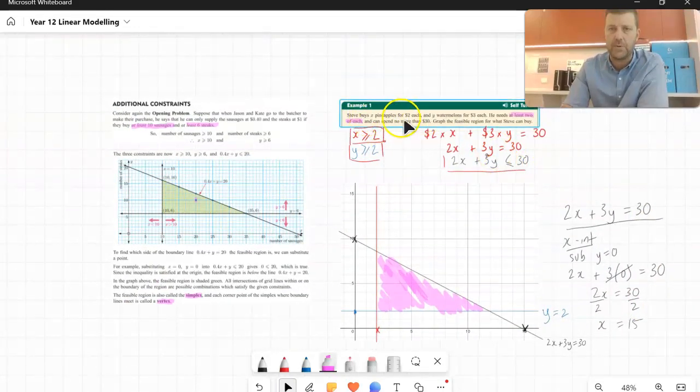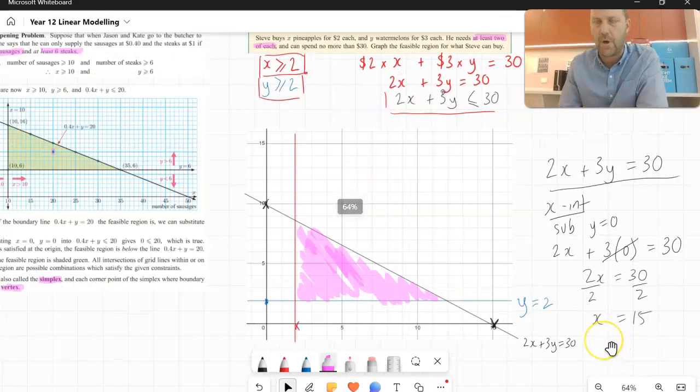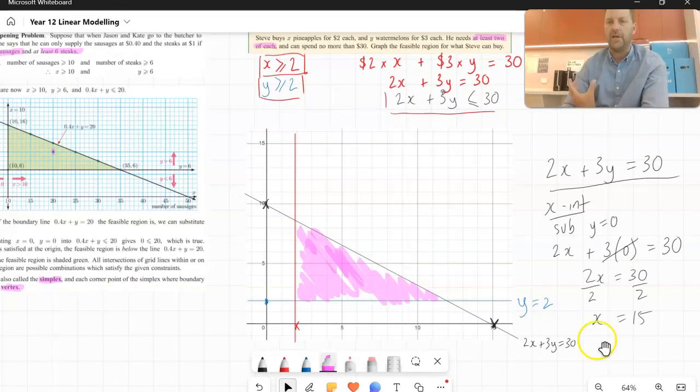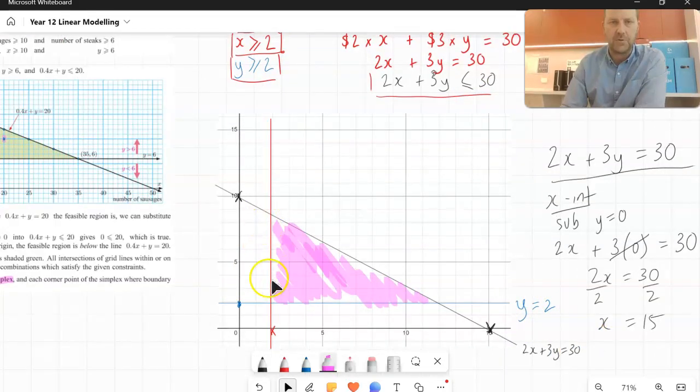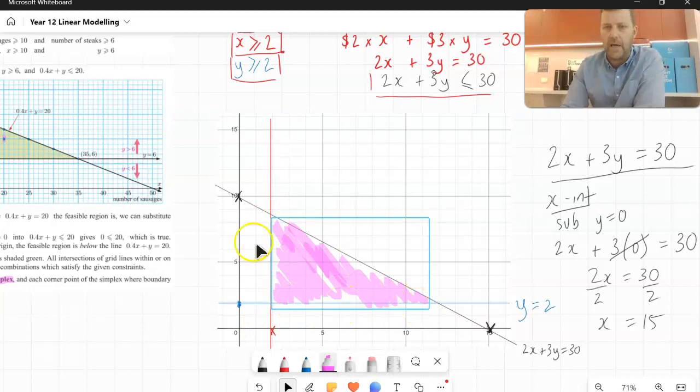X amount of pineapples at $2, Y amount of watermelons at $3 each, and needing to purchase at least 2 pineapples and at least 2 watermelons, and having a total of $30 to spend. Okay, again, you've got your 2 products, pineapples, watermelons, that are competing for the one resource of $30. But now we also have these additional constraints of having to purchase at least a minimum amount of each.